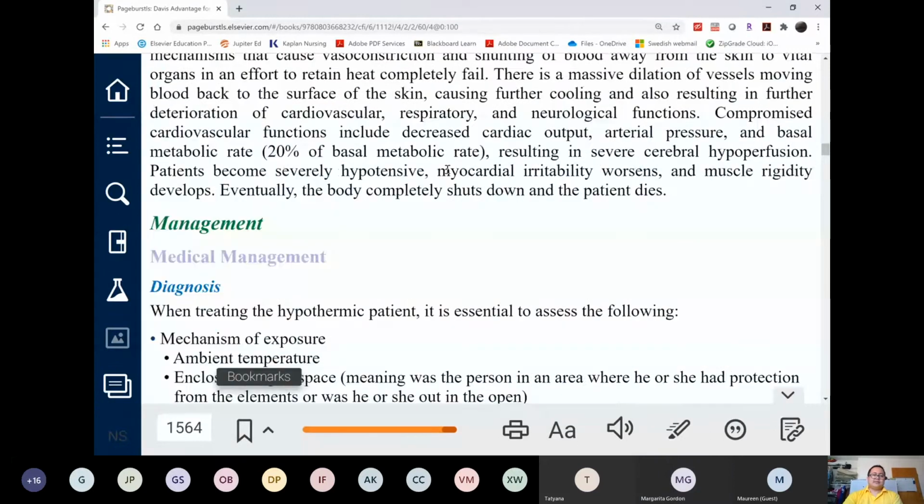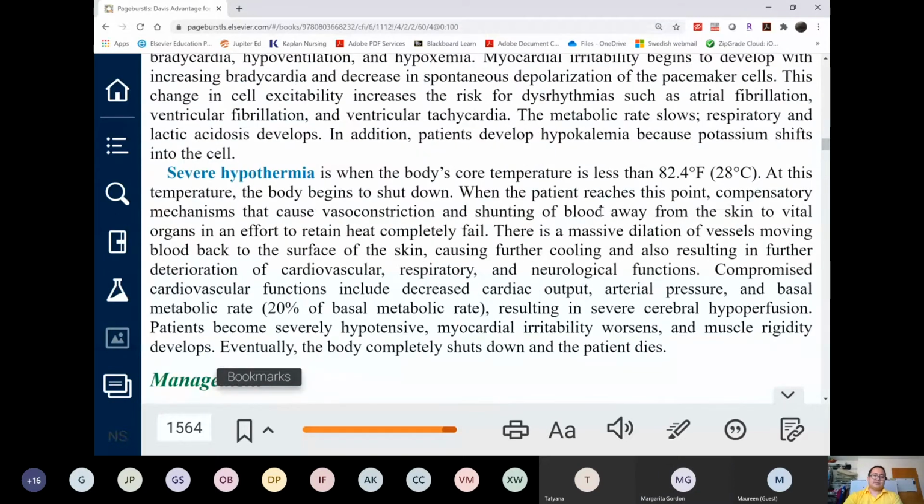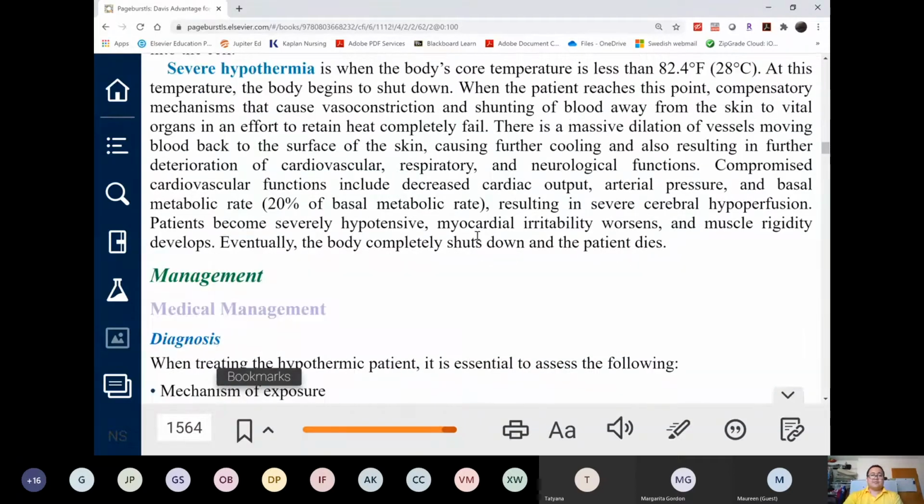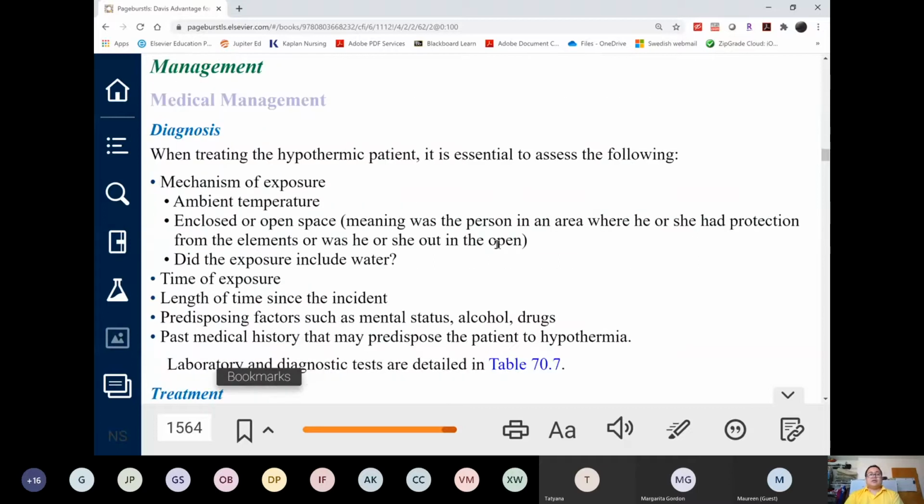So please read the corresponding signs and symptoms. Okay, what will be the patient's presentation if they reach these temperatures? Okay, I won't read that for you. Diagnosis, of course, is, you check the temperature and that's it. You check whether they're hypothermic or hyperthermic.